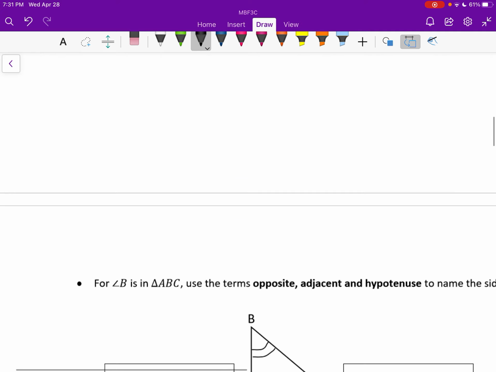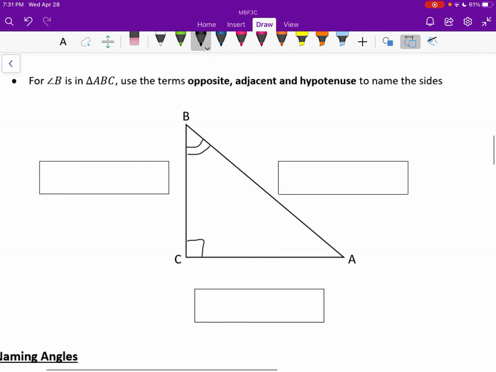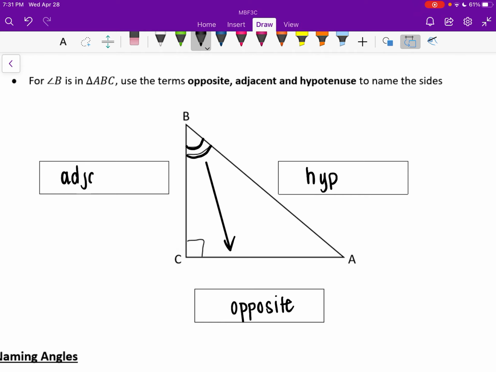Okay, so we're going to do the same thing with B. Now if we're looking at a different angle, we're looking at B, our opposite and our adjacent are going to change. Our hypotenuse stays the same, so I'm just going to write hype. Our opposite in this situation is going to be the one that's across from it, so right there. This is going to be our opposite side. And our adjacent side is going to be the one that's lined up beside it. So our adjacent.